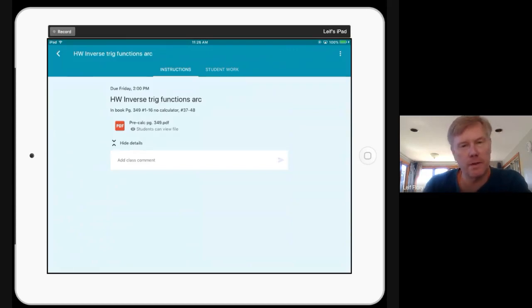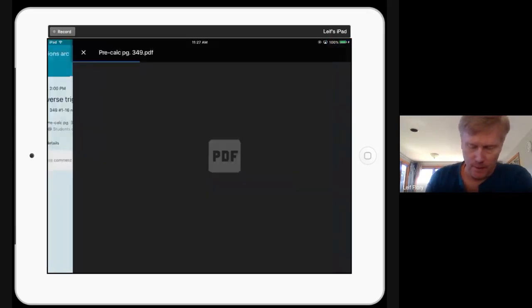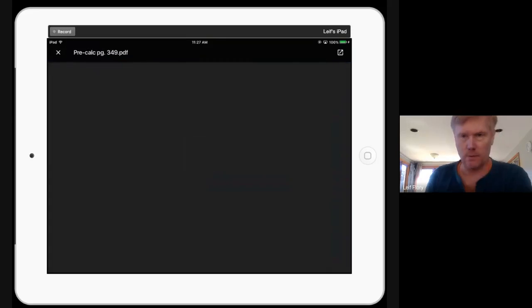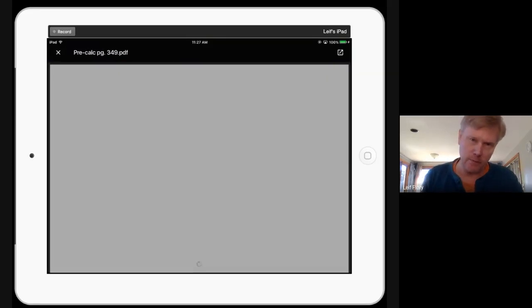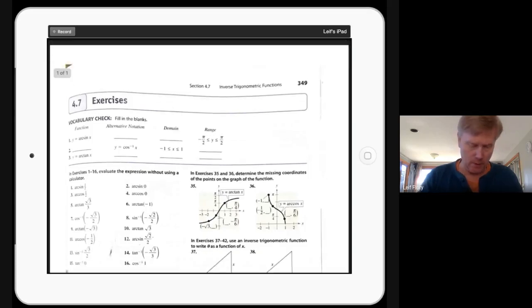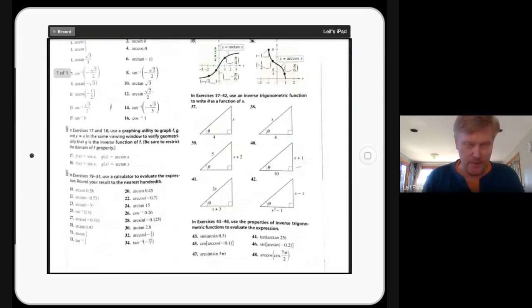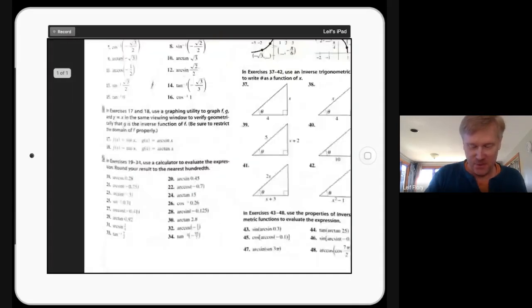So here are the problems I'd like you to do, okay? On page 349 in the book, and I also did a PDF of your book to make it easier so you didn't have to go scrolling through the online book. 1 through 16, no calculator, please. 37 through 48, which I believe you can use a calculator for that part. And this is the PDF. So if you hit that, this should pop up, and it should have the couple pages from the book. Looks like it got a little bent on the side, but you should be able to read it, especially if you zoom in a little bit.